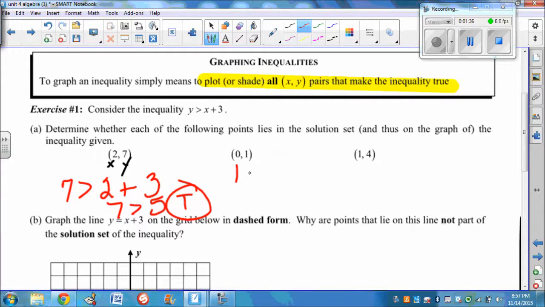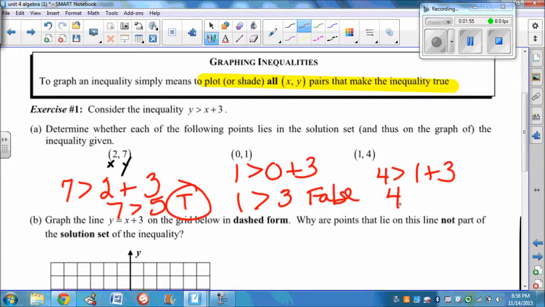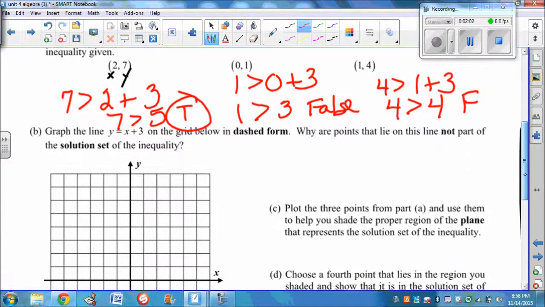Do the same thing. (4, 0), 1 is 1 greater than 0 plus 3, is 1 greater than 3? Well, that's totally false. Okay, so that's not one of the solutions. And then this last one, (1, 4), so is 4 greater than 1 plus 3, is 4 greater than 4? And that is also false. So (1, 4) is not one of the solutions.